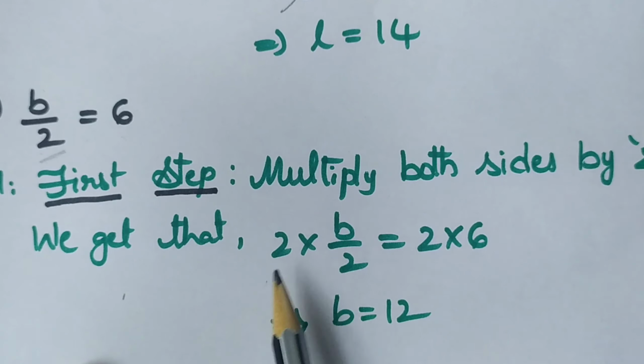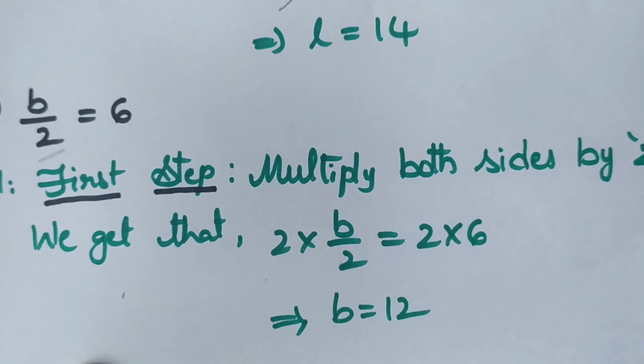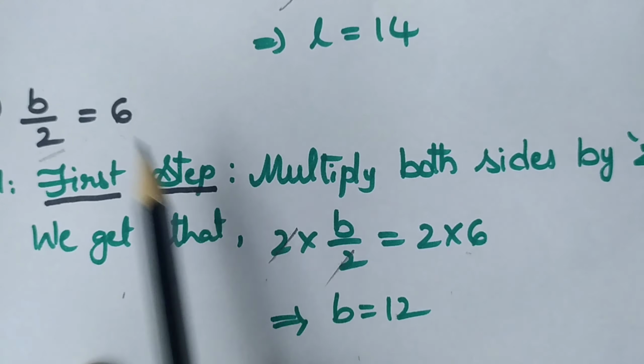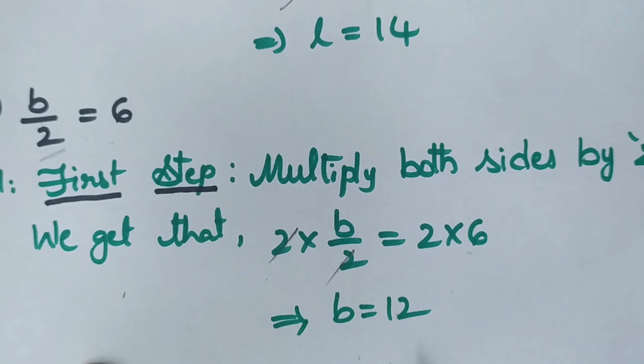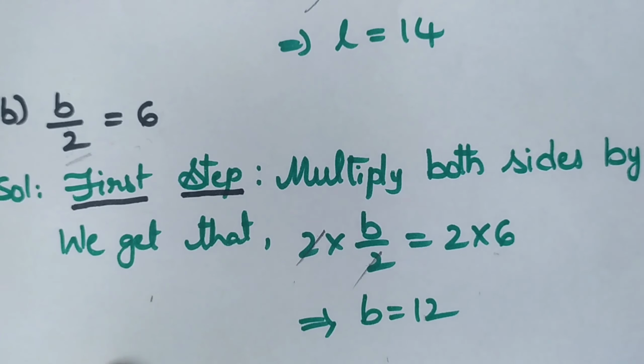Now we get that 2 into B by 2 or B by 2 into 2, anything is same, is equal to 2 into 6 or 6 into 2, right? Now let us cancel 2 and 2 here. So it is B equal to 2 into 6. B equal to 2 into 6 is 12. So B equal to 12. Now B by 2 is equal to 6 where B equal to 12 is the answer. So with this B bit gets completed.